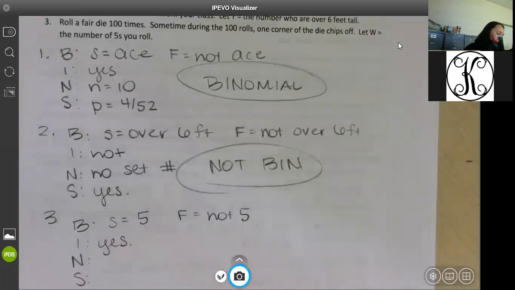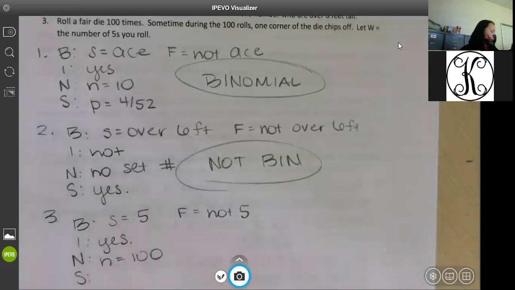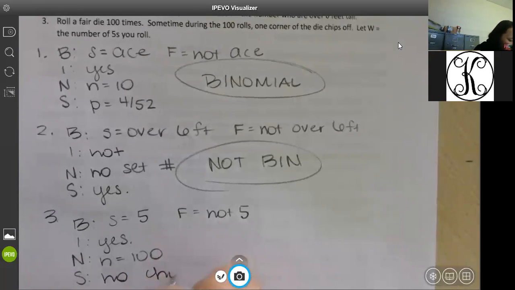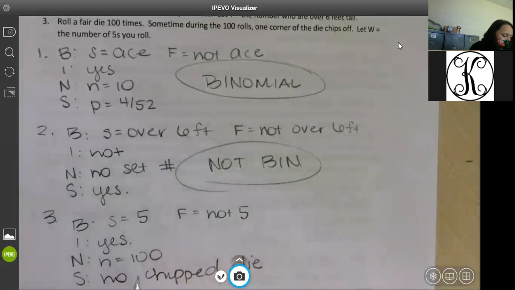Do we have a set number? Yeah, 100. Is the probability going to be the same every time? Think about it. What's the one piece of information they gave you? Oh, one corner chipped. If that corner chips off, it's more likely to roll towards that corner or stop or something like that. So the probability of success would not be the same because of the chipped die.